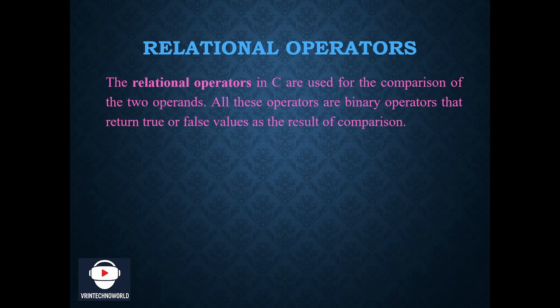Now the next type of operator is the relational operator in C programming, and these operators are basically used for comparison.